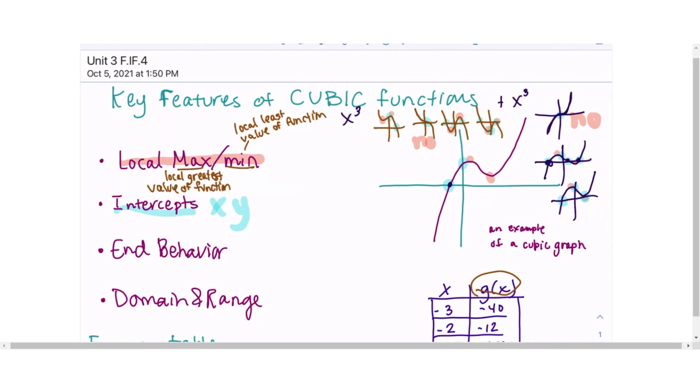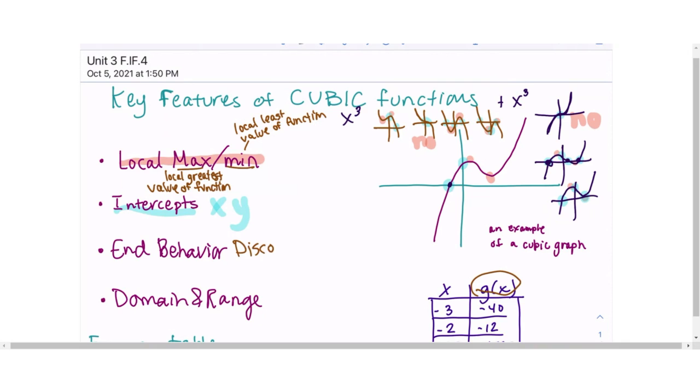End behavior, this looks like the most confusing part, but I like drawing these big general things because the end behavior always follows whether they're positive or negative. When we're doing the cubics, I call it the disco.